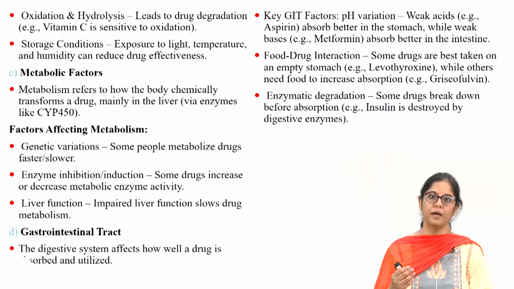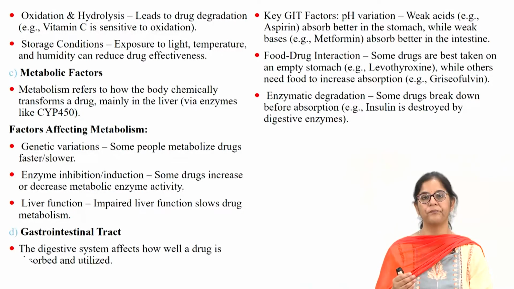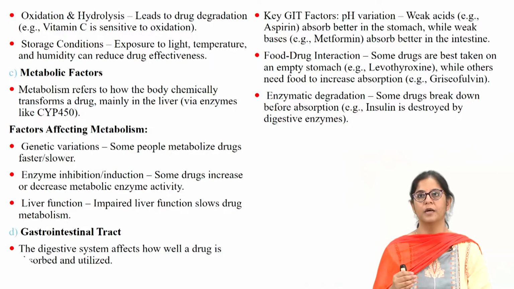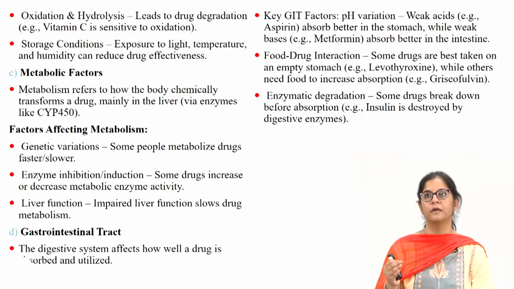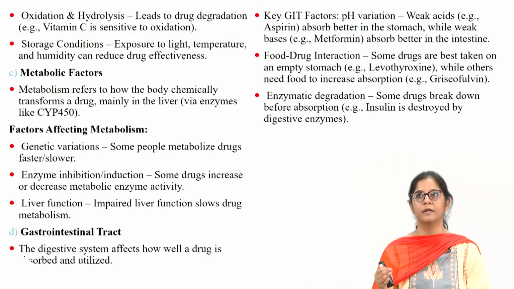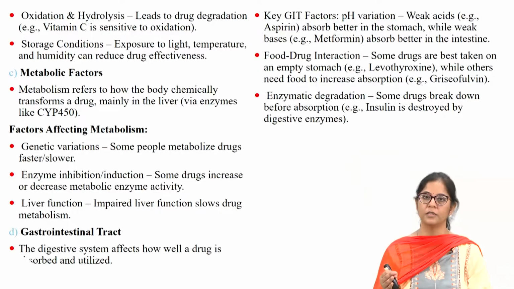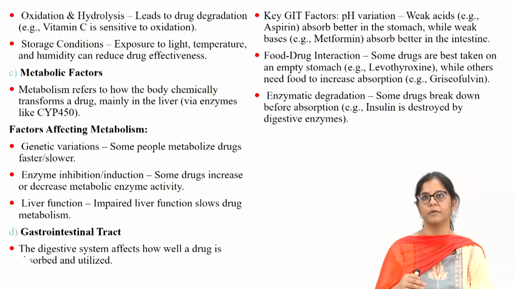Next comes the gastrointestinal tract, from where the drug is absorbed, and which determines how well the drug is absorbed and utilized. Key GI factors include pH variation: weak acids absorb better in the stomach, weak bases absorb better in the intestine. Food-drug interaction is also a GI parameter.